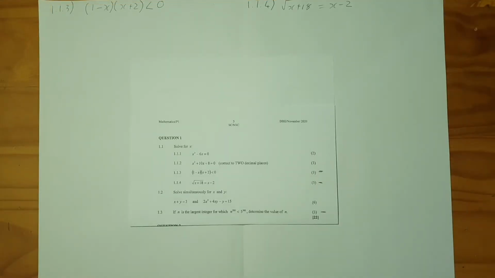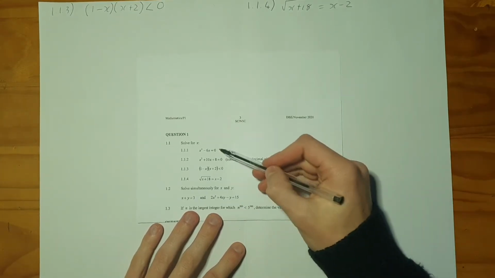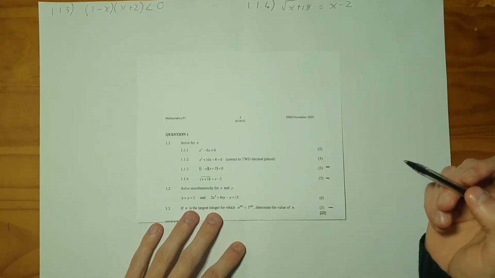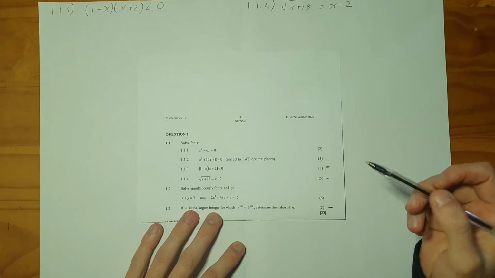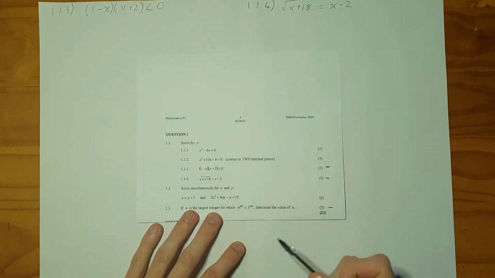Okay, let's have a look at the 2020 paper. So question 1, 1.1, it's always factorizing, need two x values. Okay, question 1.1.2 is going to be using your quadratic formula. Okay, I'm not going to go over these two questions because they're grade 10 and 11 work.